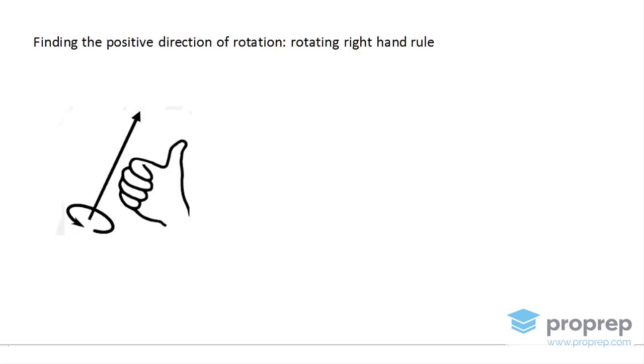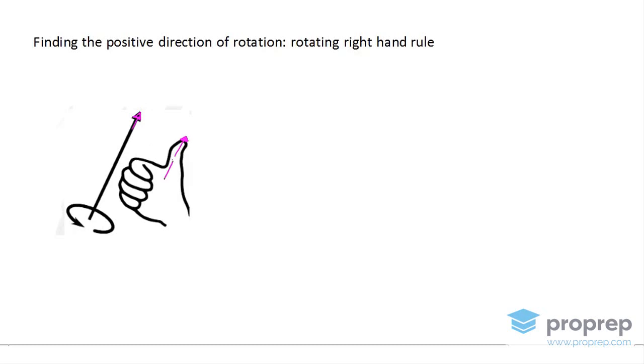Hello, in this lesson we're going to be using the rotating right-hand rule in order to find the positive direction of rotation. So if you lift up your right hand right now and give a thumbs up, you can see that the thumb represents, on this drawing, this arrow over here, pointing in this direction. So this is the thumb.